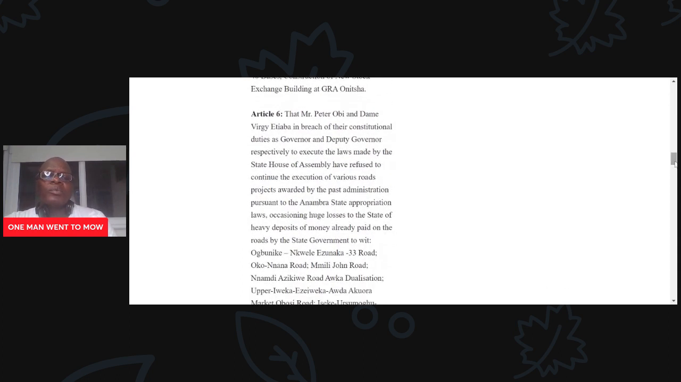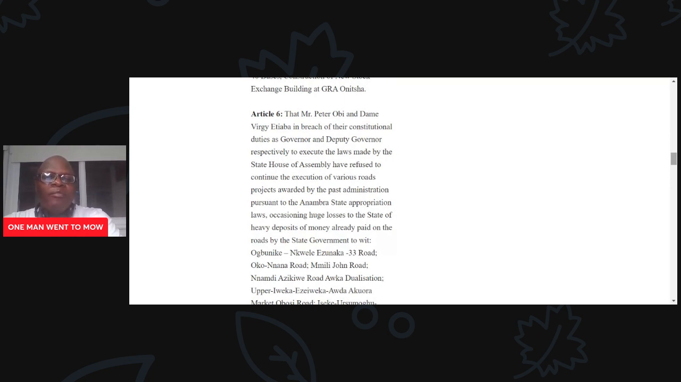You see, there's a particular reason why due process is set in place as the pathway to conducting governmental affairs. So due process is set in place for exactly the reason that somebody, by virtue of the influence of their position, cannot be acting to personal benefit, as seems to be what is being alleged against Peter Obi. Article 6, that Mr.